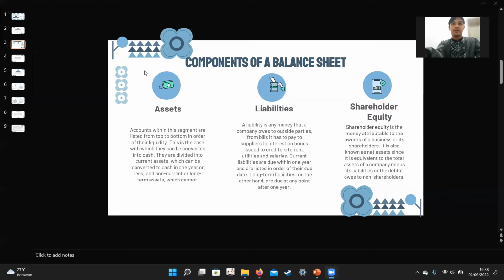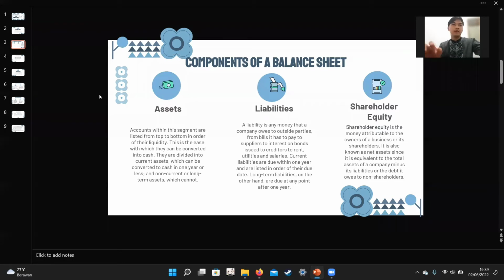Shareholder equity. Shareholder equity is the money attributable to the owners of a business or the shareholders. It is also known as net assets, since it is equivalent to the total assets of a company minus its liabilities, or the debt it owes to non-shareholders. Use of balance sheet.